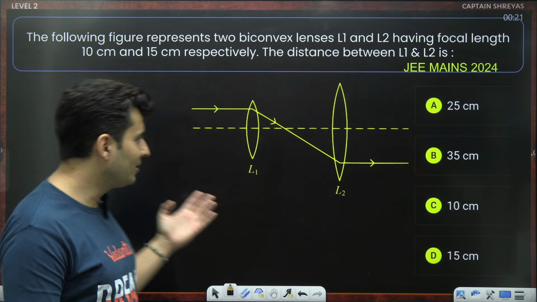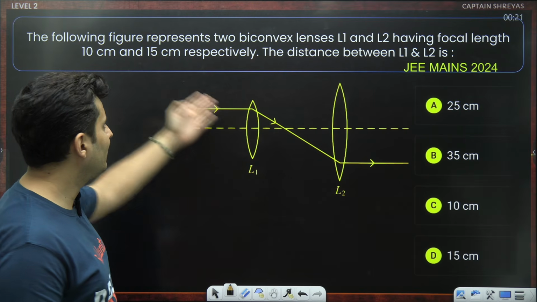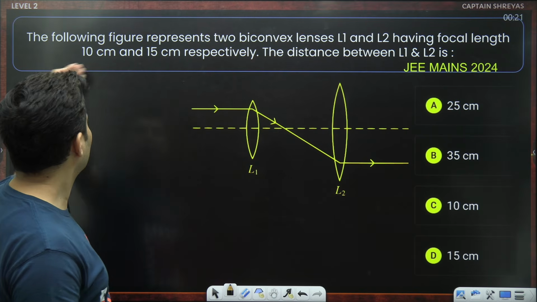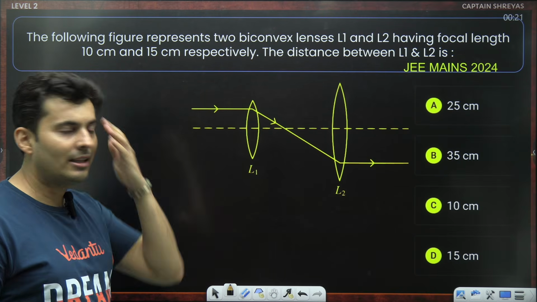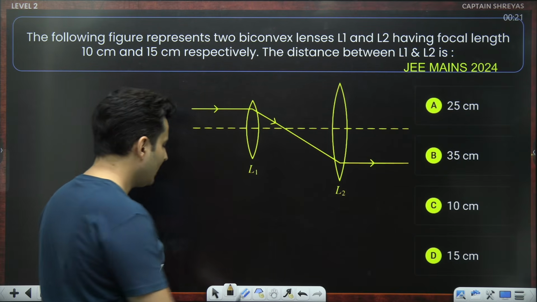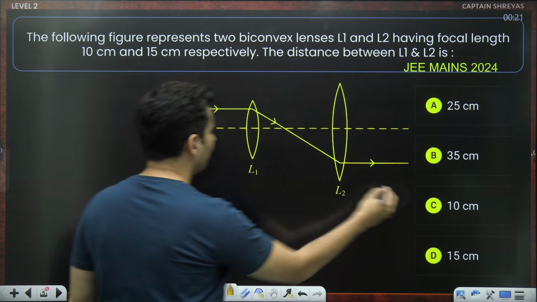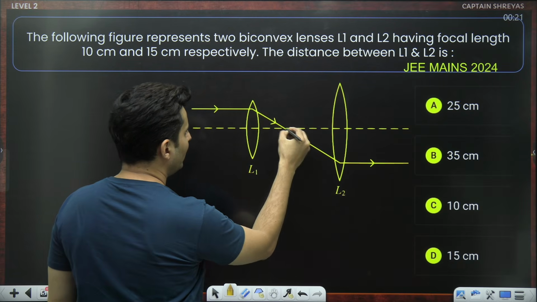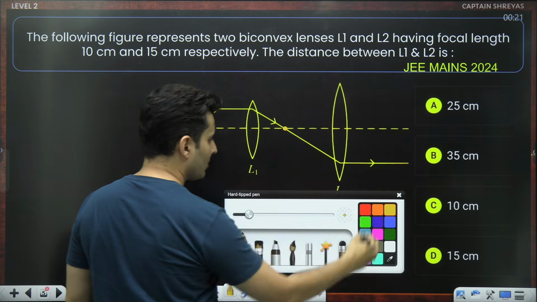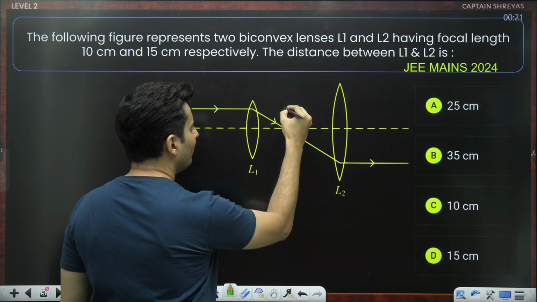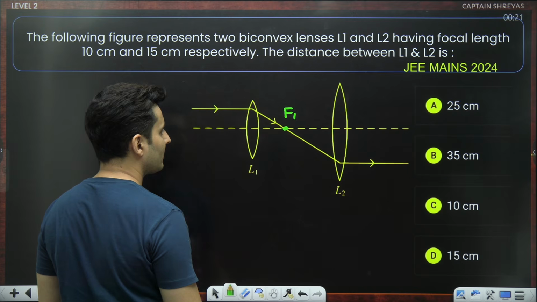Here is the first question on your screen. Ray diagram is given. Lenses are given. Question is, what is the distance between lens 1 and 2? Well, kind of very simple. If this ray is going to meet over here, is going to go over here, this will be obviously the focal point of the first lens.